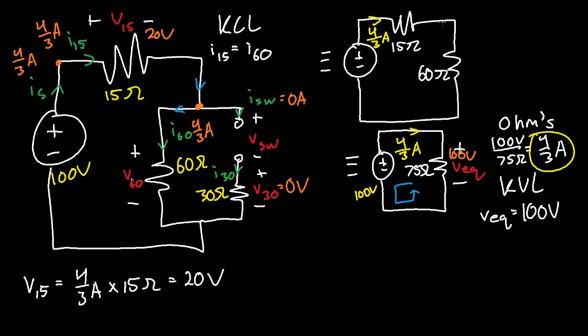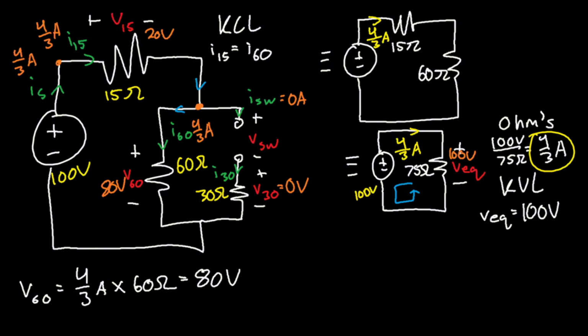Okay, what about the voltage at V60? Well, let's actually erase this for more space. But V60, again, is current, 4/3 amps, times resistance. And this right here should equal 80 volts. 80 volts.